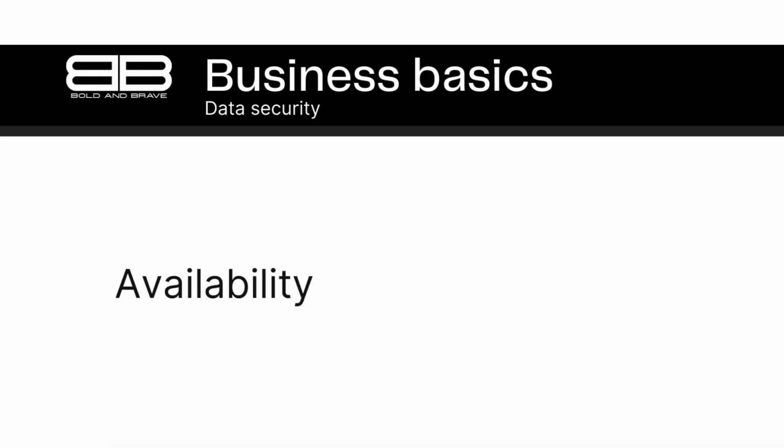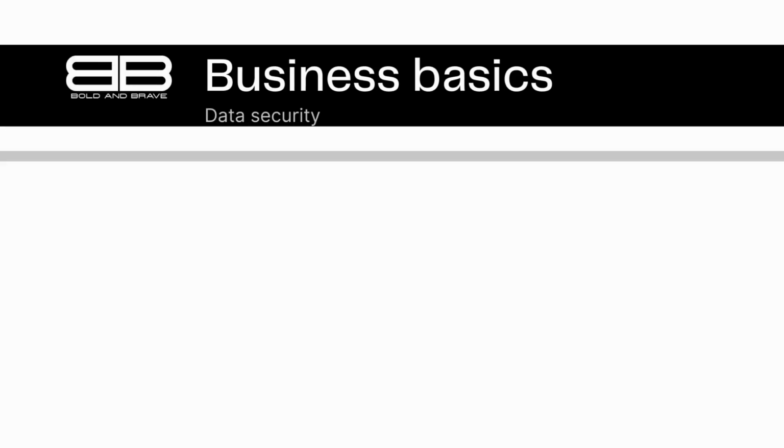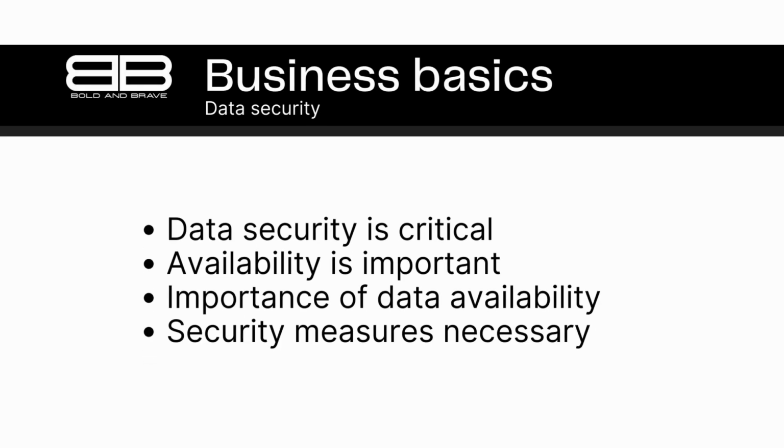Number 3, availability. Data security also requires that data be available when needed. This means that data must be accessible and usable by authorized users and systems whenever they require it. Data security is critical in today's world to protect data from unauthorized access, modification, and destruction.